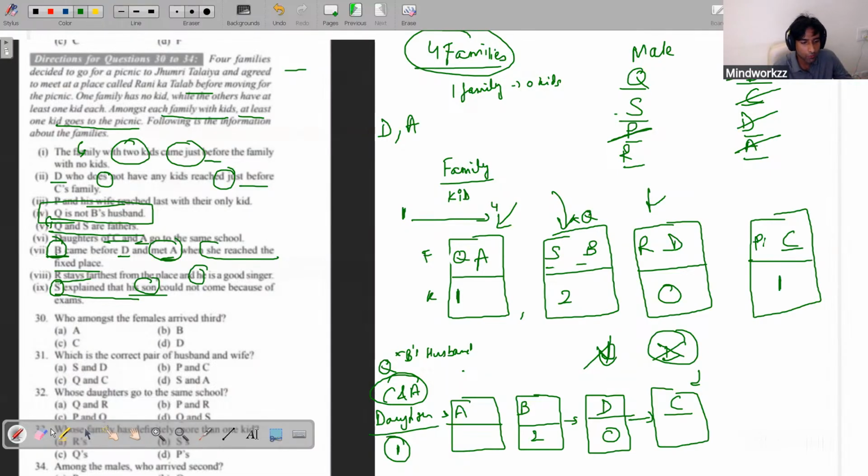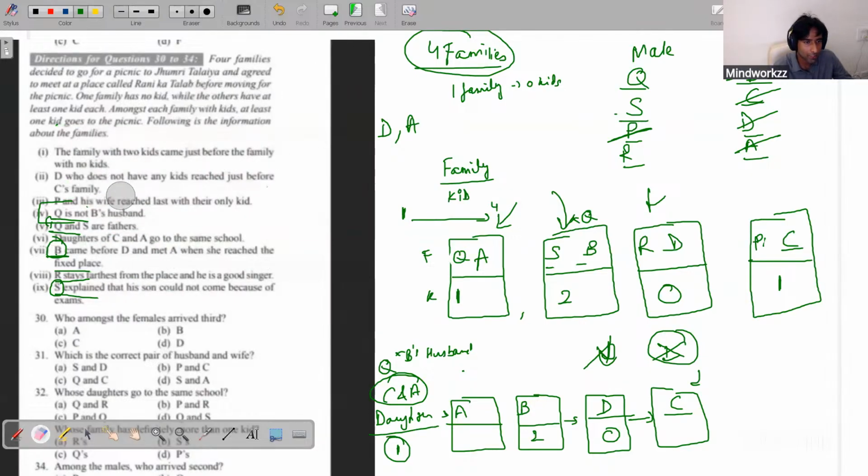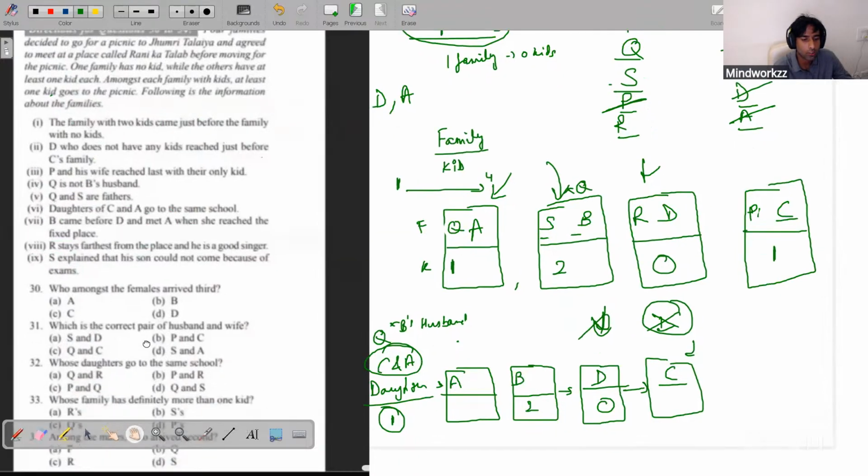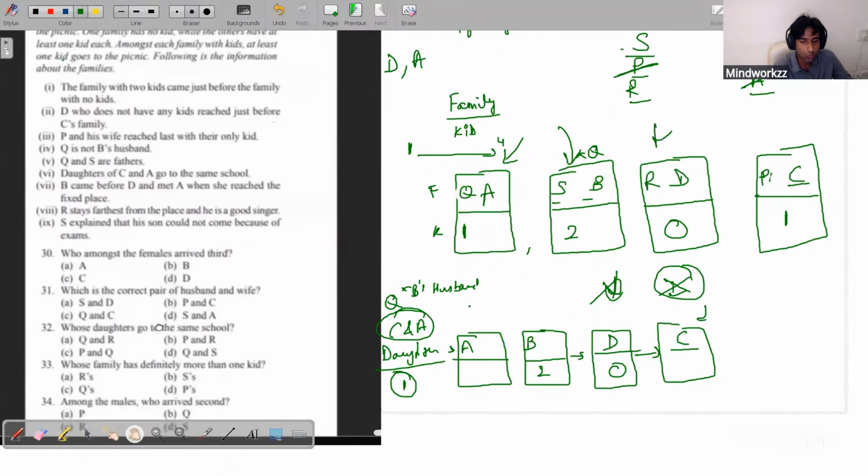Okay, so R and D, you get this, and this essentially completes the entire set. And then you directly have questions, right? So you can just quickly move to the questions now, and finish out the set. Simple set. You just have to be in control of what the information is, what is happening, right?